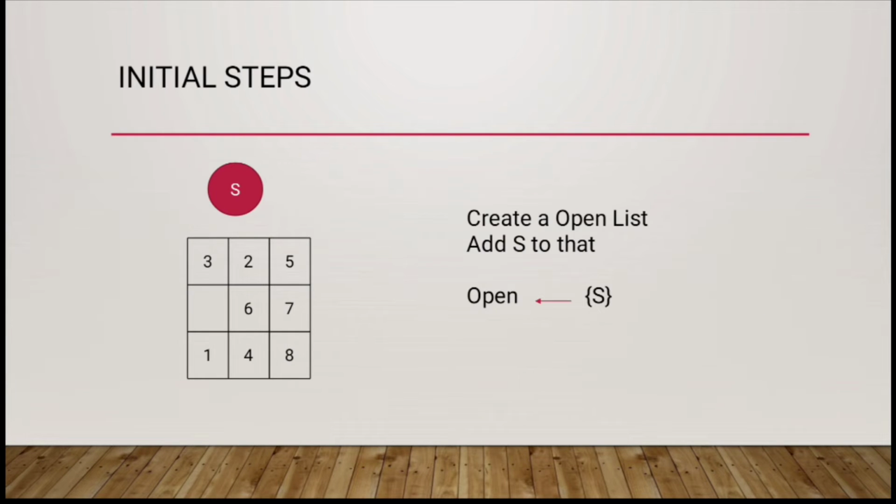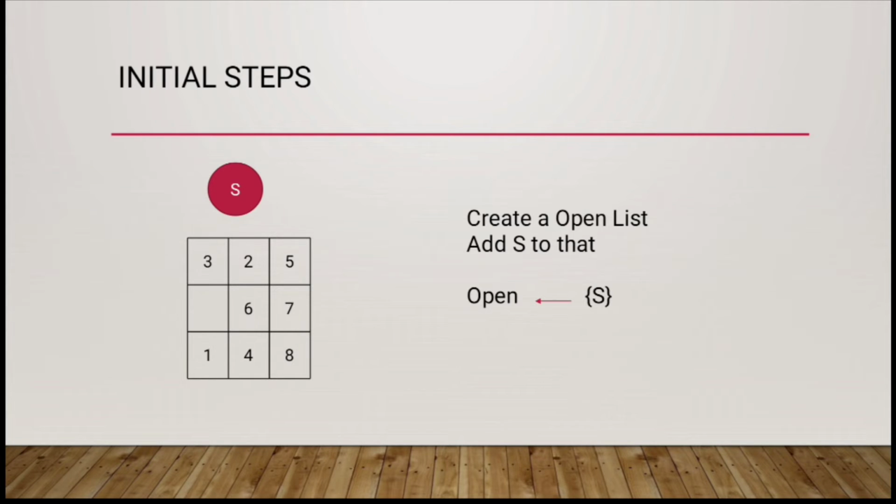So the initial step is we are going to add this initial S value. That is the starting point of our problem, where we are, like, in Chennai. We are going to put that into a list. I'm going to create an open list where I'm going to add this S element. So that is what I have done here. That will be the initial step of this algorithm.